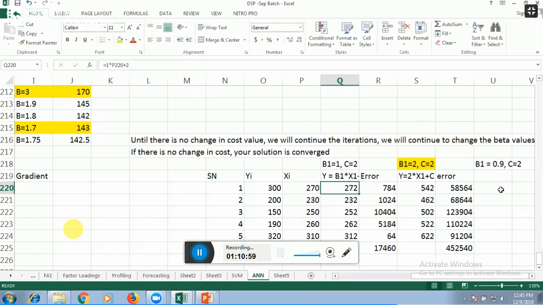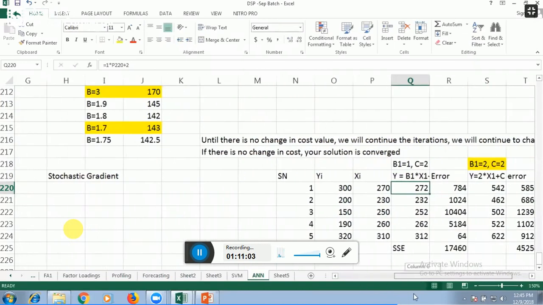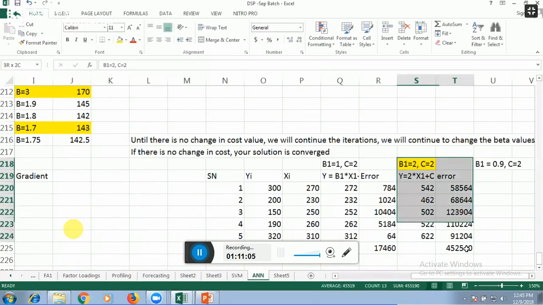So this is how it will work, guys. My cost is changing with the different values. If a value is not the solution, I will not include it, and I will reduce in my next iteration. I will look for whichever betas give me a lower value.